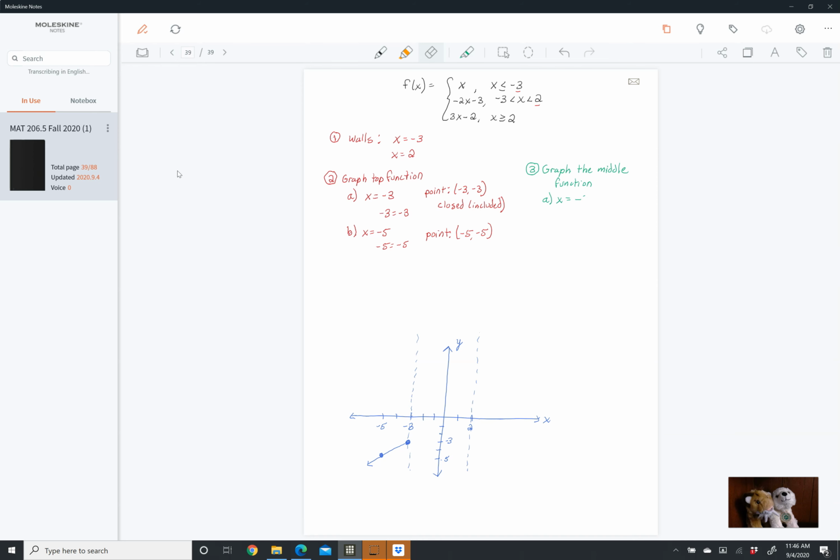So at x equals negative 3, negative 2 times negative 3 minus 3. This gives us 6 minus 3, or 3. So our point is negative 3, 3. Okay, so we got the negative 3 from here. We're plugging in one wall. We're working on the middle function. We get that our y is 3, so our point is negative 3, 3. And we have to decide, it's a wall, so is it open or closed? And it turns out that this one is open. There is no equal sign.